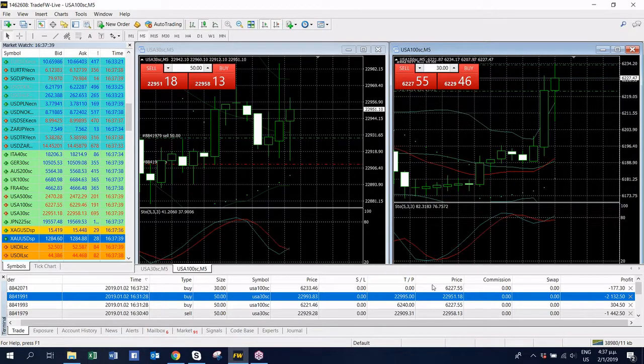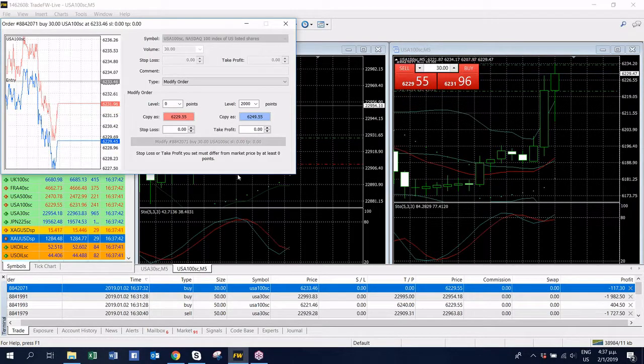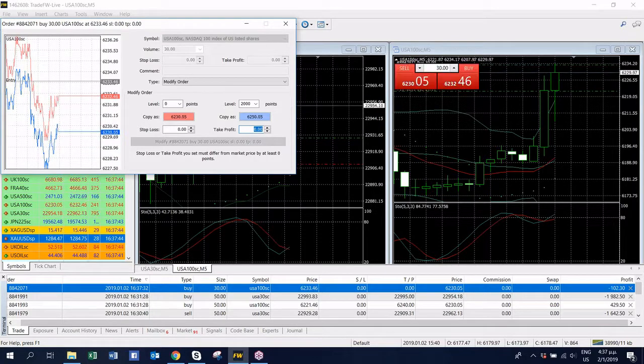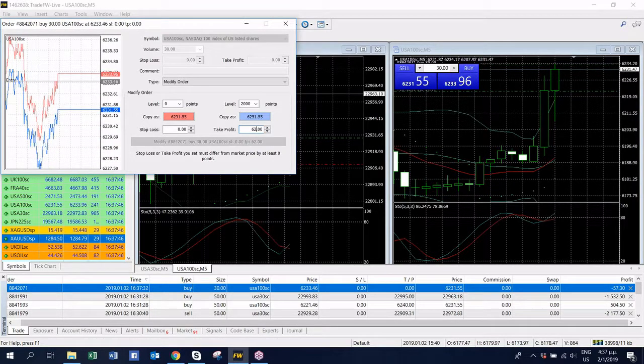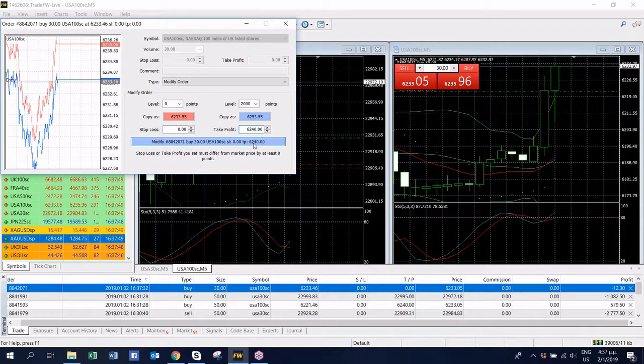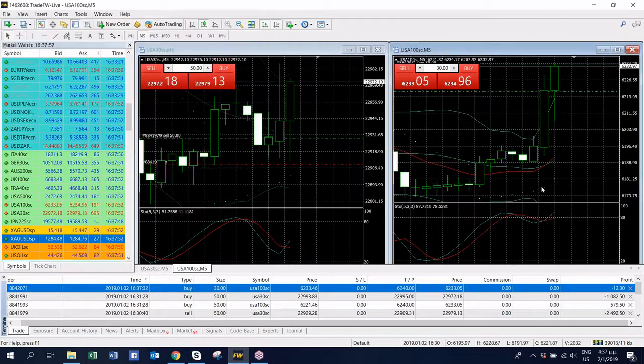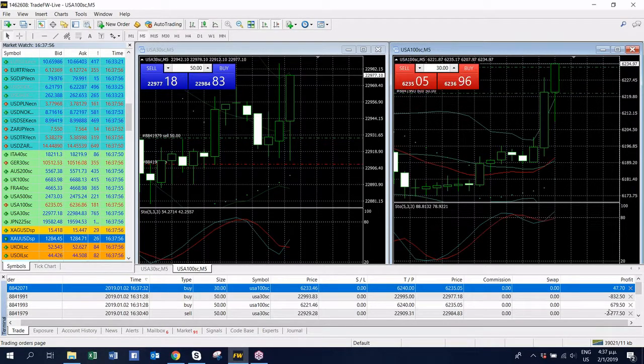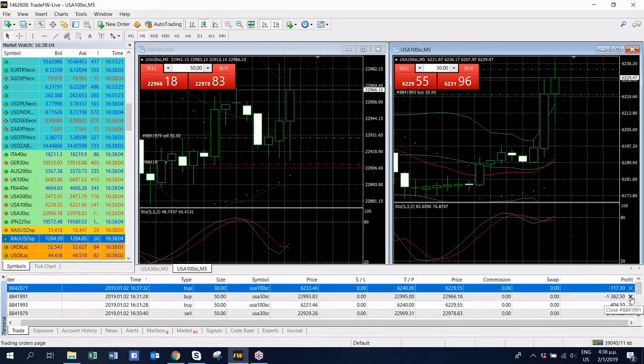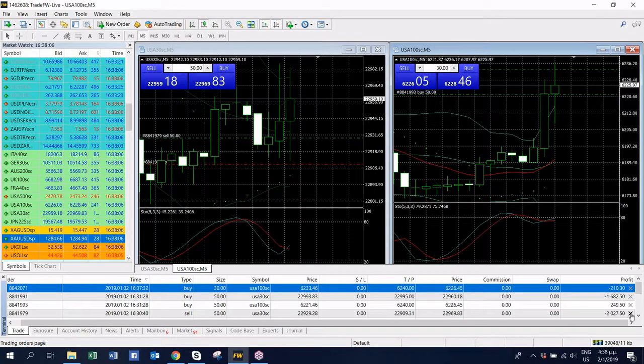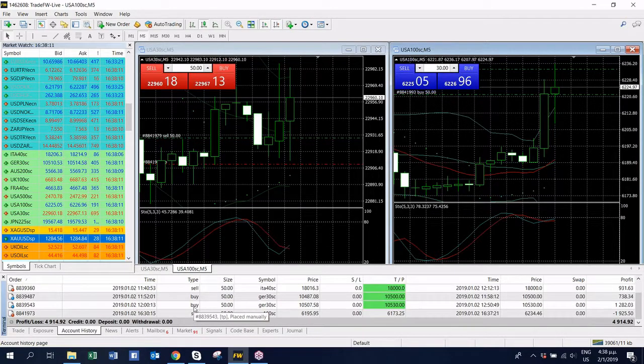And I will put the same take profit as my previous one, which will be at 6,240. 6,240 is my take profit. Over there, I will hit two take profits and also USA 30. Here we go. USA 30 started to make some. We reduced our profits now a bit.